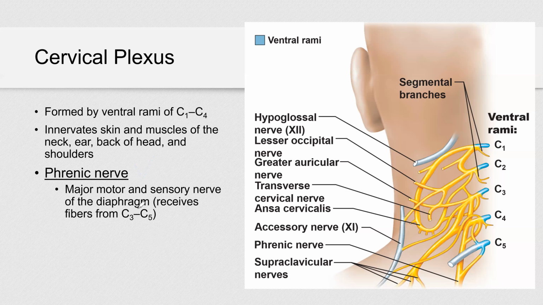Now, phrenic nerve includes fibers from C5. That's why we sometimes include C5 in the cervical plexus. So phrenic nerve, C3 to C5, and it's a major motor and sensory nerve of the diaphragm, right? And diaphragm is important in breathing, so it's a very important nerve. That means if we have damage right here or right here or right here, any of these damages can affect phrenic nerve. So in cervical plexus, we want to remember phrenic nerve.